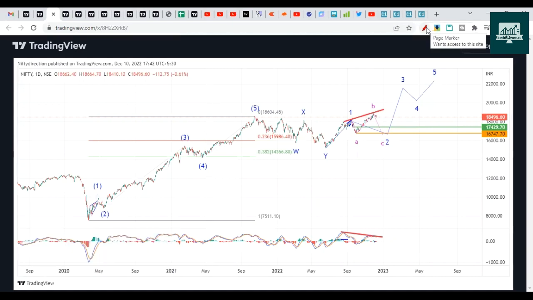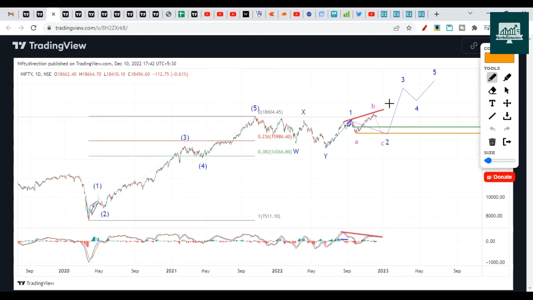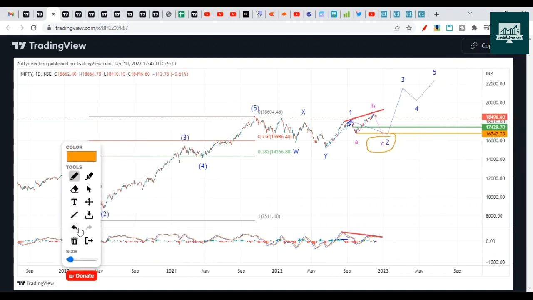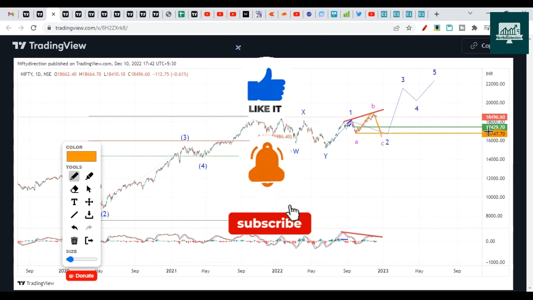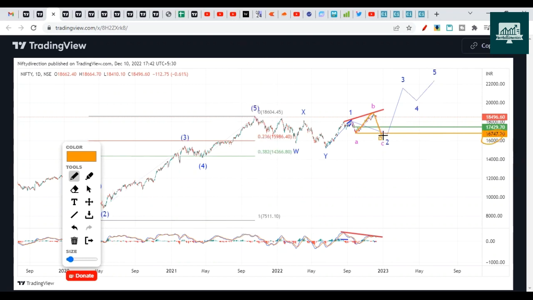So one of that chart was: Nifty is going to go higher, but right now it could be in a wave 2, which is looking to be an expanded flat correction. For an expanded flat correction to happen, it needs to drop on the downside and break below the previous low of 16,747. If this is broken, then we can call it an expanded flat correction.